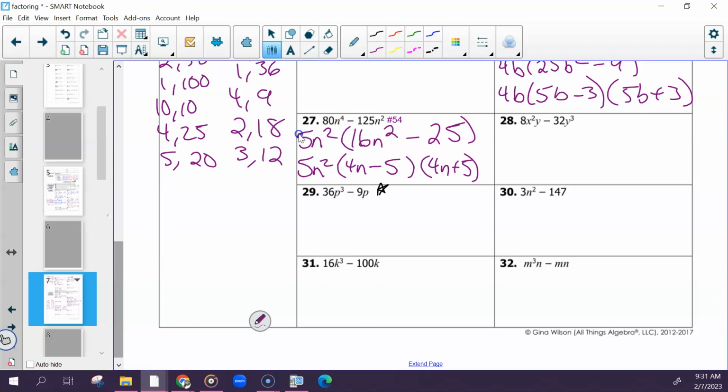And then 28, I said. What is the GCF there? 8. As we said, 4 would work, but it's not the highest. So 8. Any variables? Yep. If we take that out, what's left?